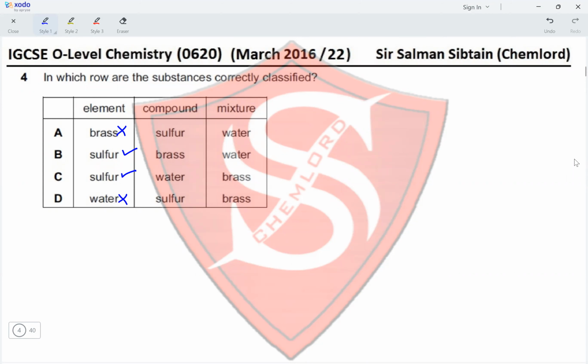So now a compound. Brass is a mixture, not a compound. Water is a compound. So this eliminates option B. And a mixture is brass, making option C the correct option for this question.